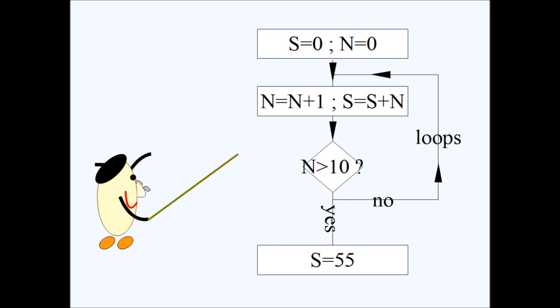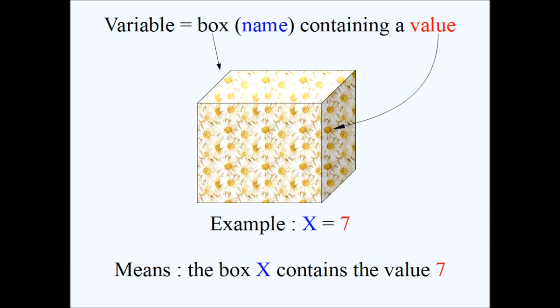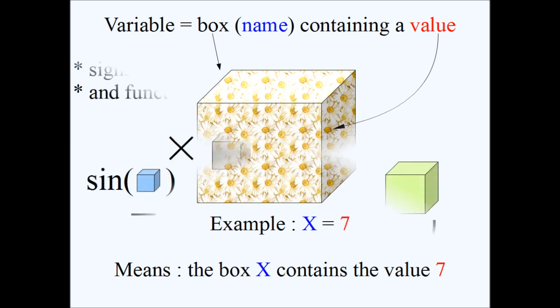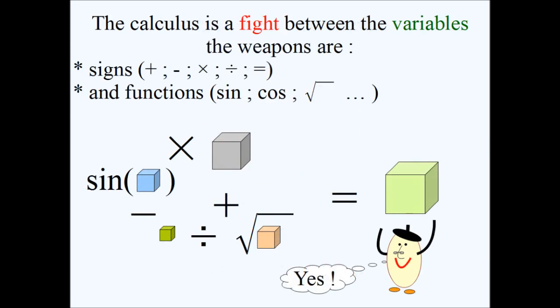An example you have here, for example, the sum of the 10 first integers, 1 plus 2 plus etc. plus 10. A variable, okay, you have a name, and into the name you have the value. The calculus, of course, it's a contest, a fight, a match between the variables.